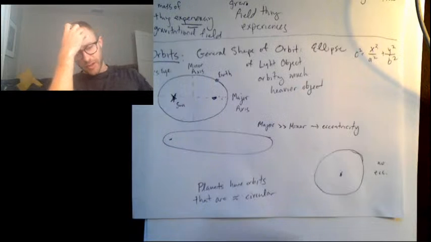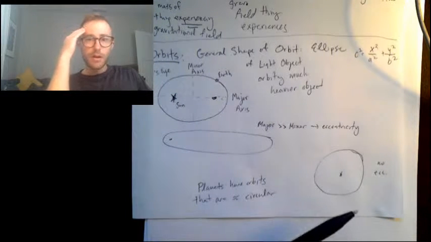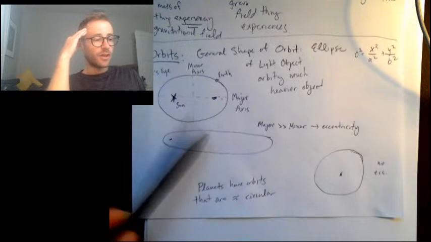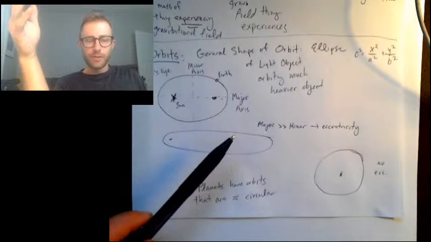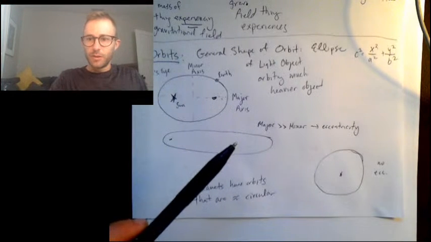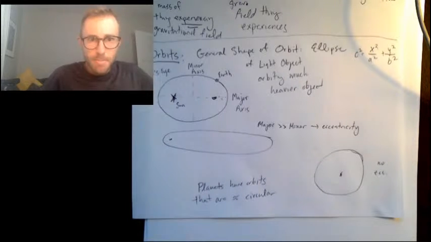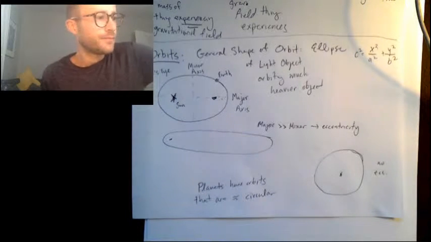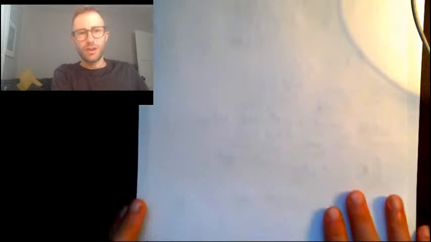So planets tend to have very low eccentricity orbits. Comets have highly eccentric orbits. And then you have things like moons. Moons are sort of in the middle in terms of eccentricity. So, that was just talking about orbits.